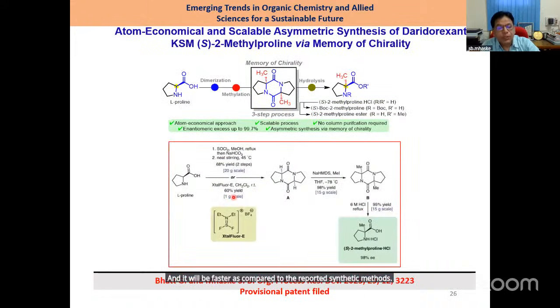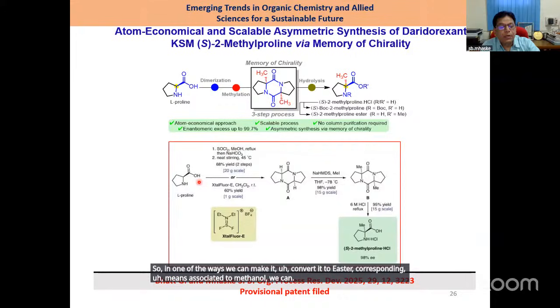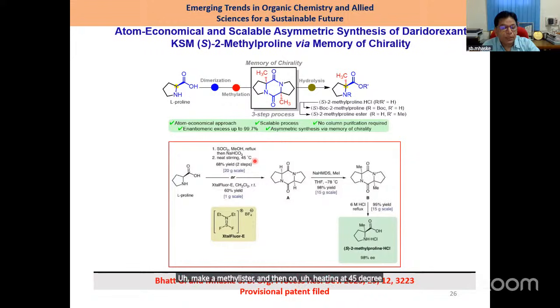So this is what we planned, and we started with simple proline. There are two ways to convert this proline to the dimer. In one way, we can convert it to the corresponding ester with SOCl2 in methanol. We can make a methyl ester, and then on heating at 45 degrees it can be converted to the dimer.